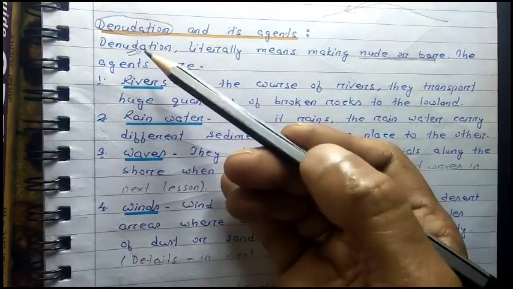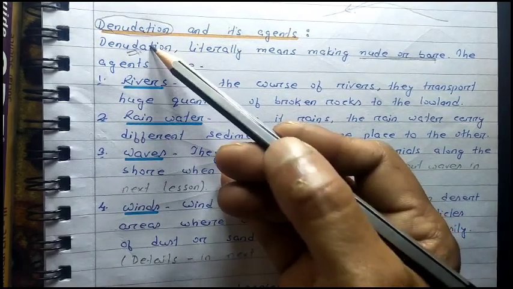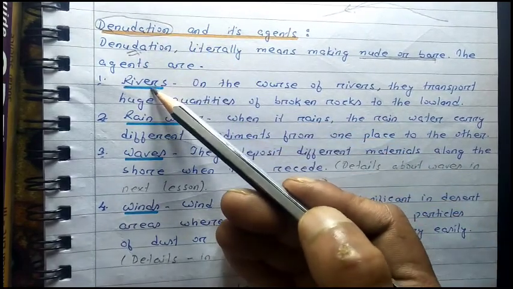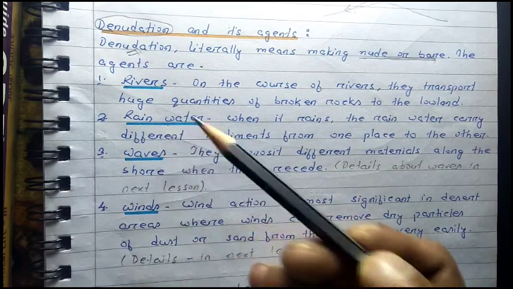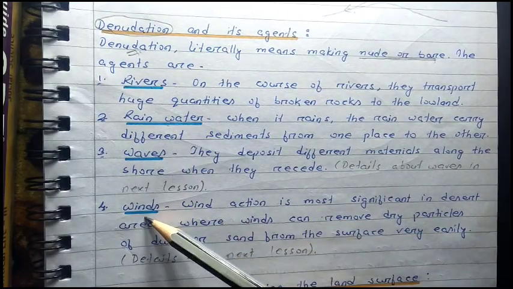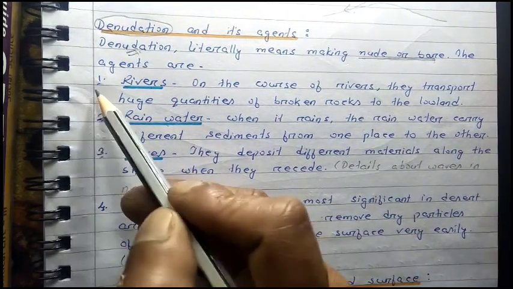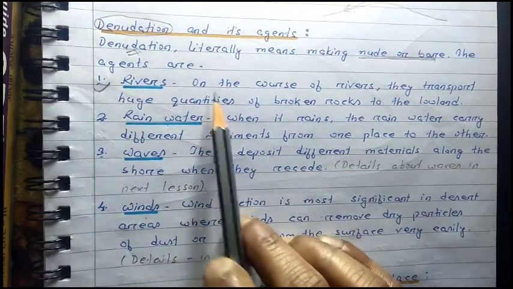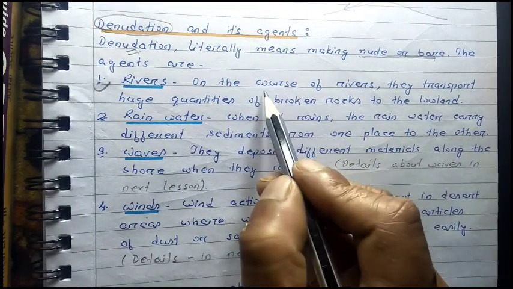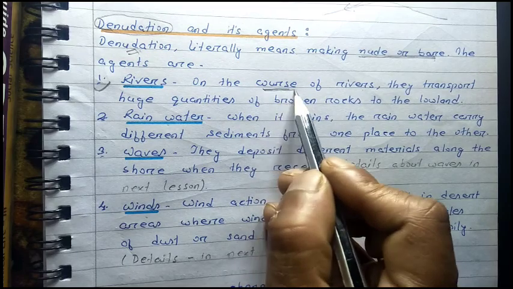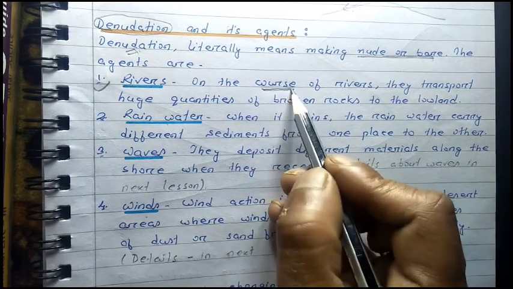And different agents or different factors are there of denudation. I have taken here four factors. One is river, second one rainwater, third one waves, and the fourth one I have taken is winds. Rivers, how do they work? On the course of rivers, they have got three courses of their journey. I'll be explaining that to you sometime later.